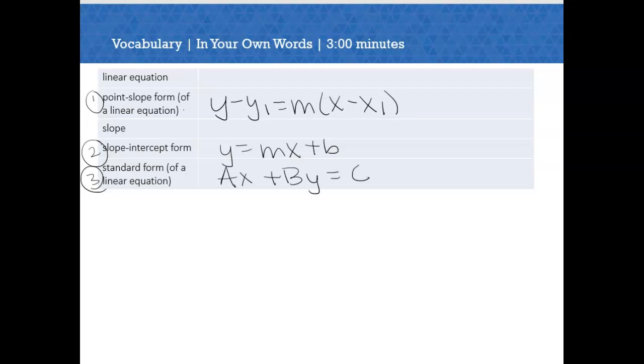You'll see in point slope and slope intercept we have m, which is slope, and that's the steepness of the line. And that can be found doing y2 minus y1 over x2 minus x1. We're using all of those today.